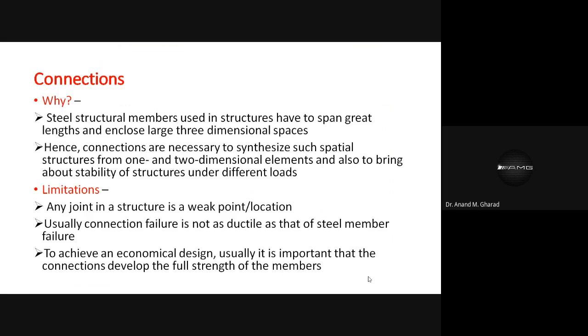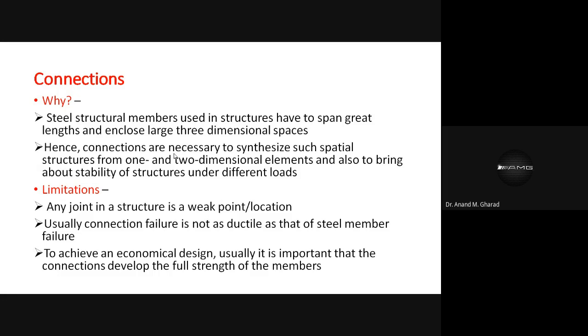to synthesize such spatial structures from one and two dimensional elements, and also to bring stability of the structures under different loads. So this is the purpose of connections, that it should synthesize the three-dimensional structures from one and two dimensional elements, and also to bring about stability of the structures under different types of loading conditions. Okay, so this is the necessity. But since it is a concept, so few limitations can be seen.